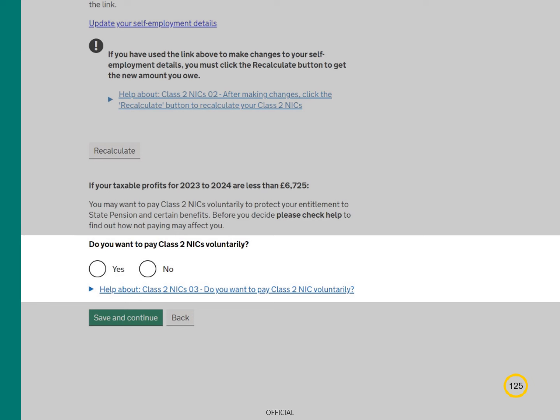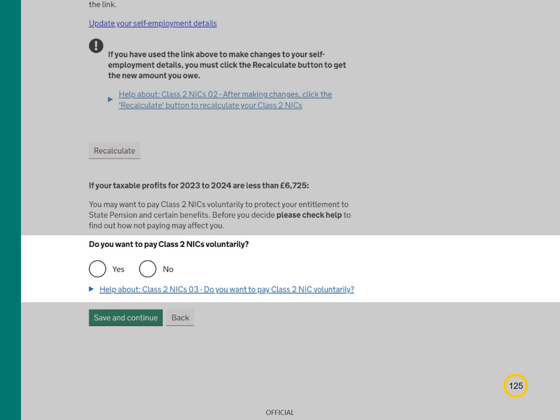At the bottom of the page, if your taxable profit is below £6,725, we ask if you want to pay voluntary Class 2 NICs. If you do, answer yes to include the amount in your calculation. Otherwise, answer no, and Class 2 NICs will not be included. You cannot pay voluntary Class 2 national insurance through self-assessment after the 31st of January following the end of the tax year. For more information, search Voluntary National Insurance on gov.uk.